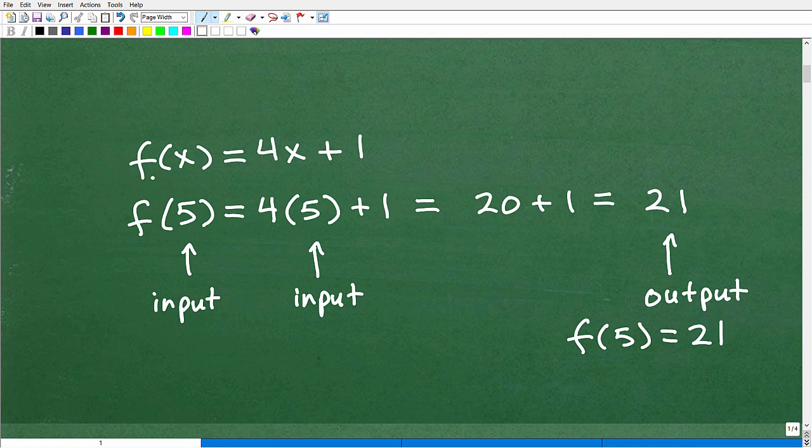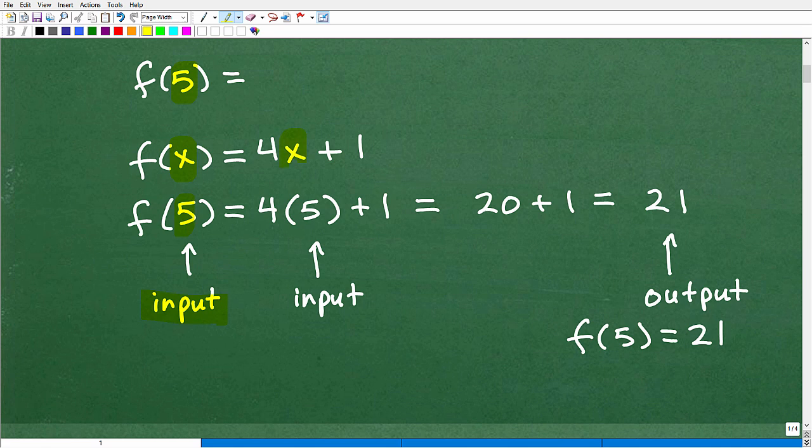So let's take a look at this function here. f of x is equal to 4x plus 1. And if I asked you to find f of 5, to evaluate this function for 5, well, what does that mean? Well, 5 is my input value. So I'm going to plug in 5 into my function. This f of x, this x represents the input value, whatever value I want it to be.